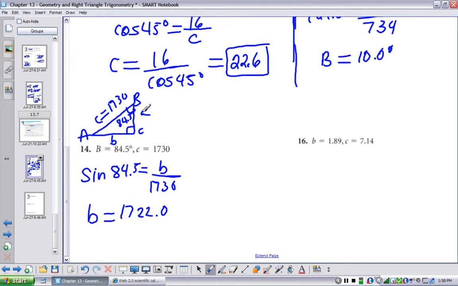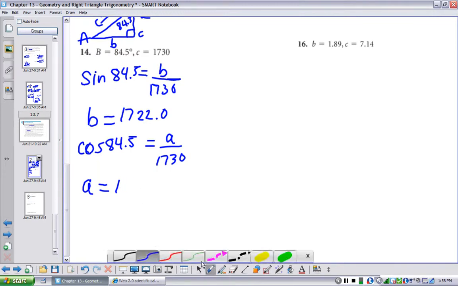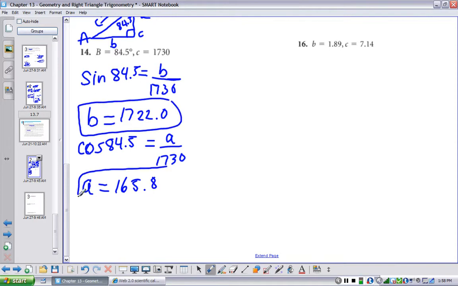And in relation to B, if we want to find little c, that's adjacent over hypotenuse. So that's cosine. So cosine of 84.5 equals adjacent, which is A, over the hypotenuse, 1730. So if I solve for A, I get 165.8. So we have our A, our B.